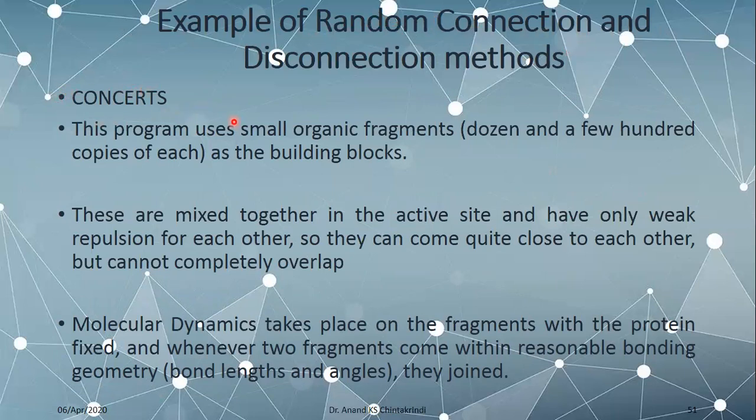This program usually uses small organic fragments, a dozen types and a few hundred copies of each, as the building blocks. So if you have the active site, what it does, similar to the GRID program, it will place various organic fragments, a dozen meaning 12 different types of fragments and a few hundred copies of them. So 12 into 100, about 1200 building blocks would be there. Now they are mixed together in the active site so as to have only weak repulsion for each other, so that they come quite close to each other but cannot overlap.